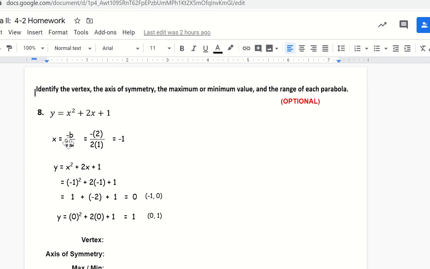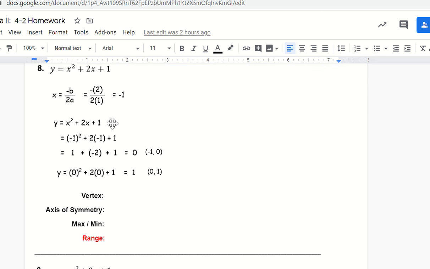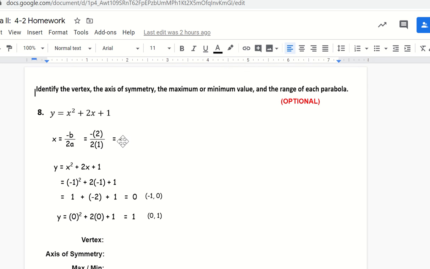You would do the axis of symmetry formula, and on this number 8, you would end up with -1. So here's what you do. You would click here, and you would type in x equals -1. Okay, that's what you do. Once you figure out that the axis of symmetry is x equals -1, you would move on in order to find the vertex.